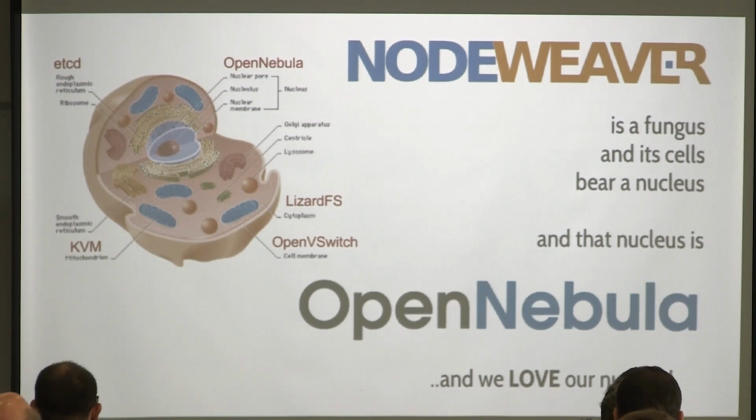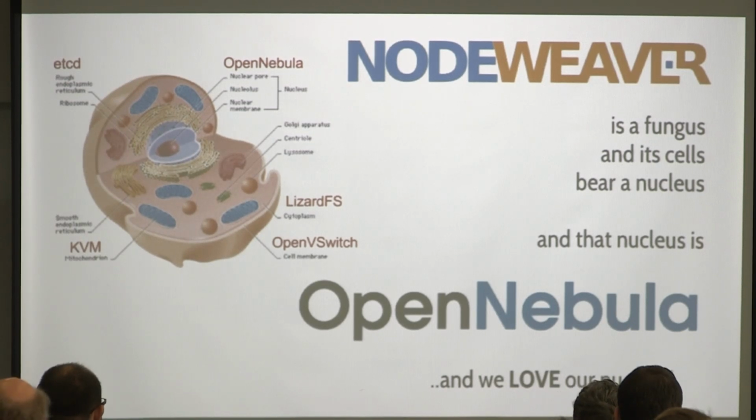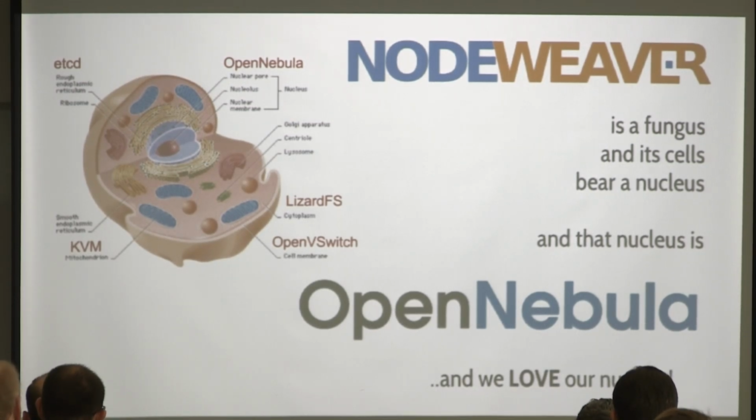OpenNebula orchestrates the function of this being that is our hyperconverged appliance. The point is that it's designed to be the nucleus. It does not convert energy, that's not its focus. It just manages the function of the cell, and it does it very well. It's not Mr. Do It All. It's focused on the objective.